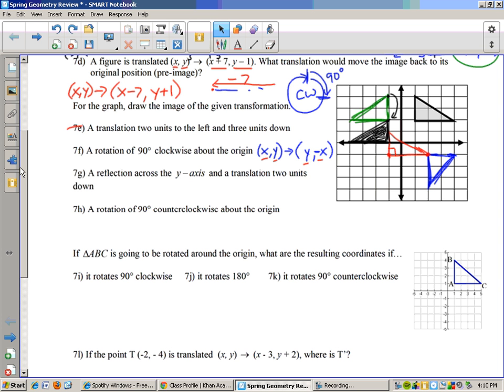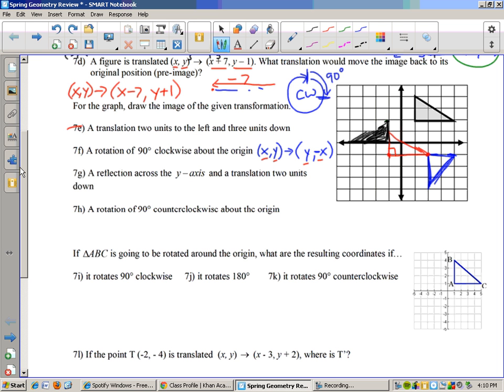Okay, 7H, a rotation of 90 degrees counterclockwise about the origin. Well, we're kind of running out of room here. I'm going to erase Greeny Weenie here because he's not necessary. He's not a final part. He was just an intermediary in the transformations.